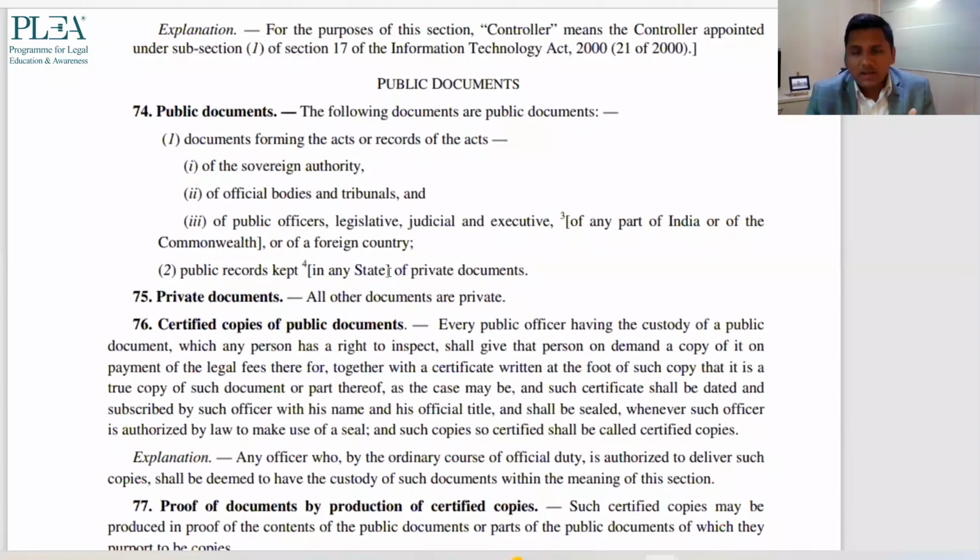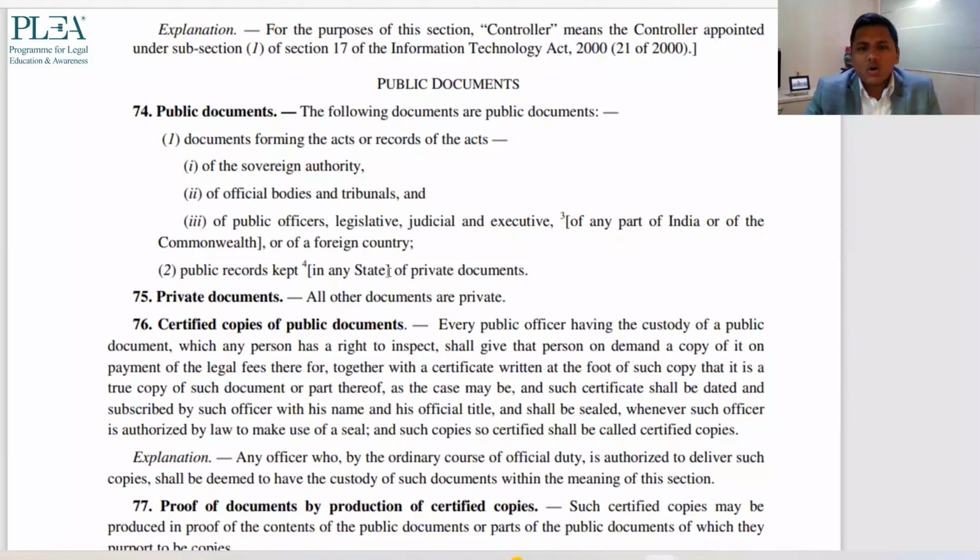Because as you all are aware, evidence in a court of law can only be of two types. One is oral evidence and the other is documentary evidence. Here we stick ourselves only to documentary evidence because we are concerned with admissions, and admission can be of documents. So see, public documents. The following documents are public documents: documents forming the acts or records of the acts of a sovereign authority, two, of official bodies and tribunals, and of public officers, legislative, judicial, and executive, of any part of India or the Commonwealth or of a foreign country.